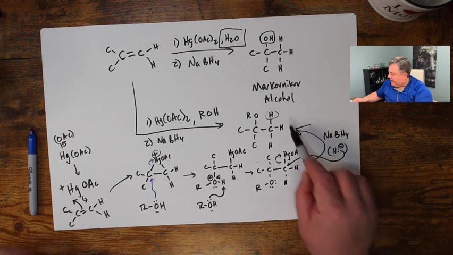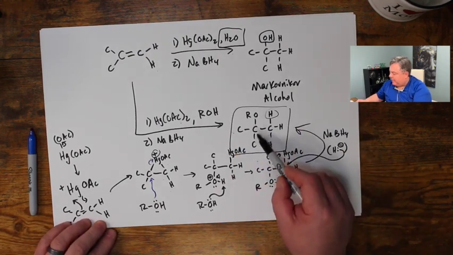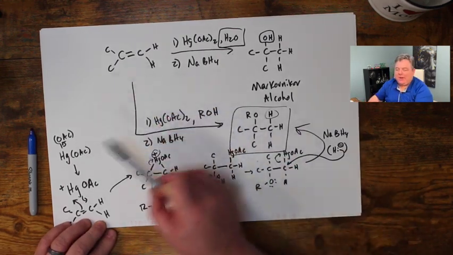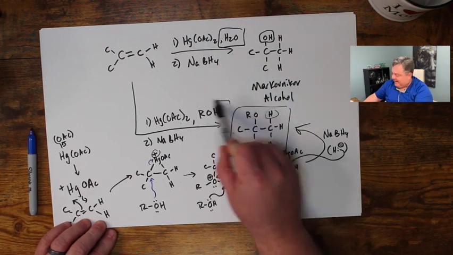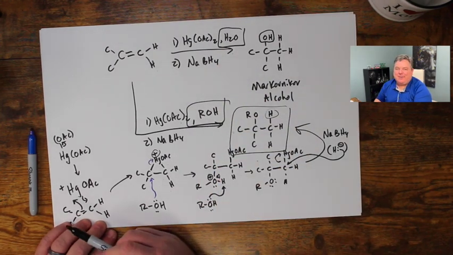So this is how to make ethers on a Markovnikov carbon of an alkene using mercuric acetate and an alcohol as my solvent.